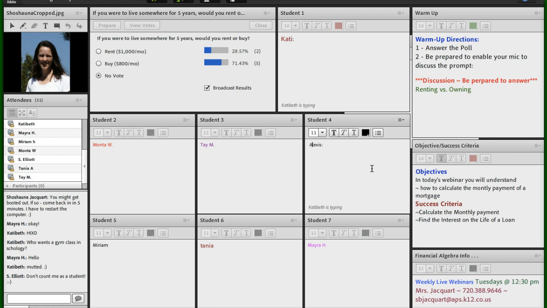So we had 2 people choose renting and 5 choose buying. Oh, we didn't. We have 3 people who would rent and 4 who would buy. So what I want you to do is write, or you can activate your mics if you want to, why you picked the one you picked. Okay, so defend your decision.